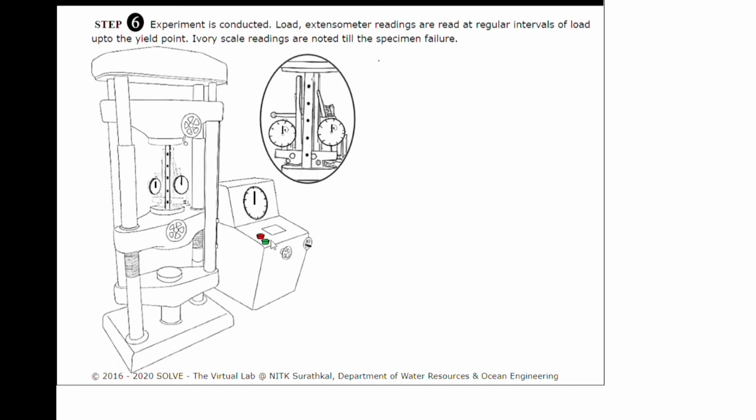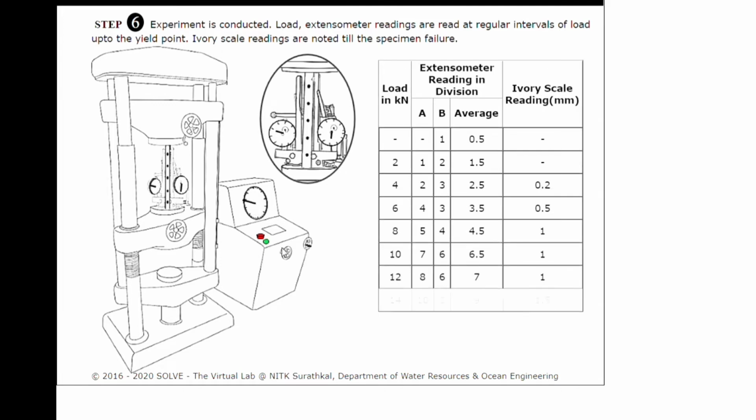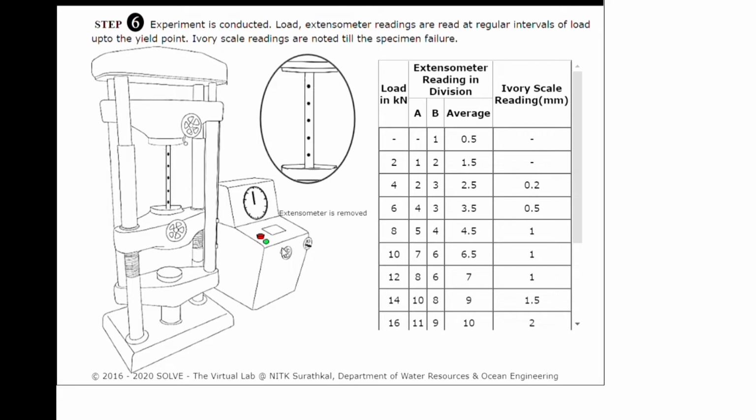Step 6, the experiment is conducted. Load and extensometer readings are read at regular intervals of the load up to the yield point. Ivory scale readings are noted till the specimen failure. Press the red button to stop and download the data.